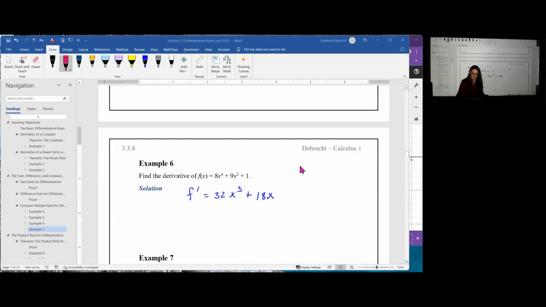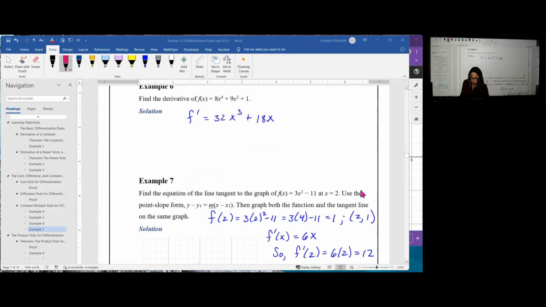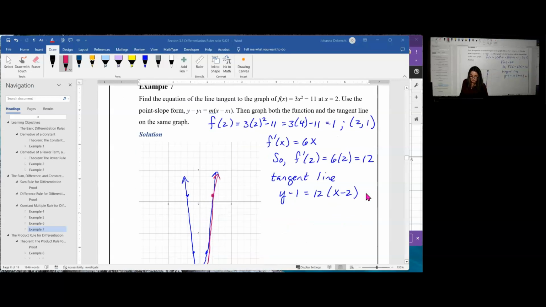The result for example 6 is pretty straightforward. Don't forget the derivative of the constant 1 is 0, so you do not need to write it. Now let's look at example 7, where we were to find the tangent line and graph them both. I need to have a point that connects the function and the tangent line. That would be the function value at that point, which is x equal 2. I substitute 2 into the function and I get 1, which is the ordered pair 2, 1.